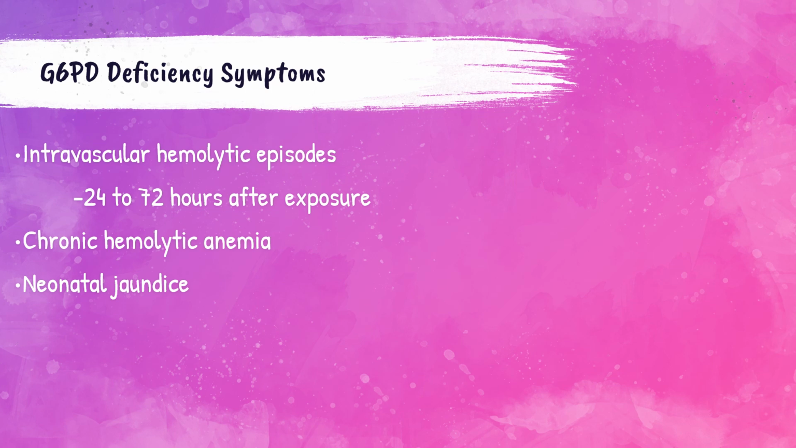Babies that are born with this deficiency will frequently have jaundice. And this makes sense, right? Because the red cells are breaking down, they're releasing their hemoglobin, and that hemoglobin is getting broken down into bilirubin. So there's going to be extra bilirubin present in the bloodstream, and that is going to cause the patient to be jaundiced, which is having a yellowish or greenish tint to the skin.